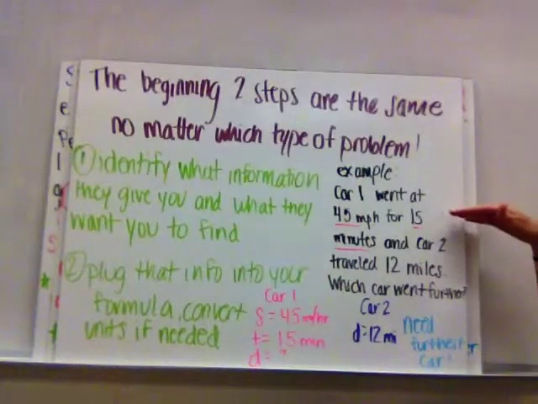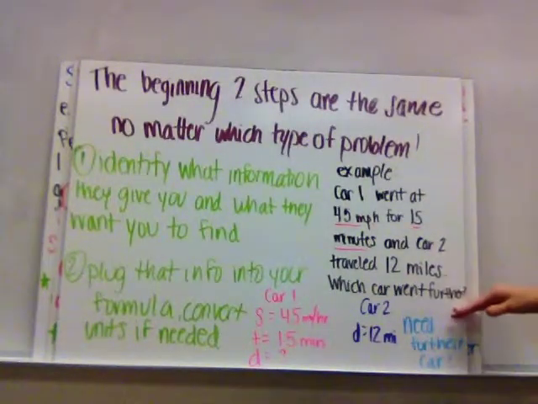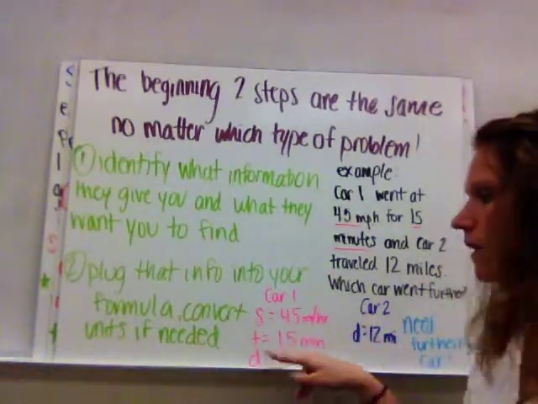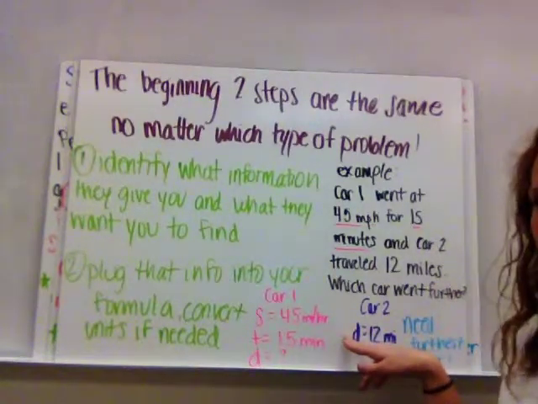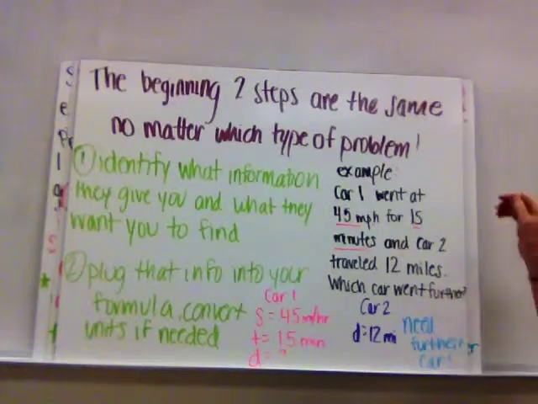Car 1 went at 45 miles per hour for 15 minutes, and car 2 traveled 12 miles. Which car went further? In this case, for car 1, they gave you the speed, the time, and they wanted you to find the distance. For car 2, they gave you the distance, and they ultimately wanted to know which car went further.